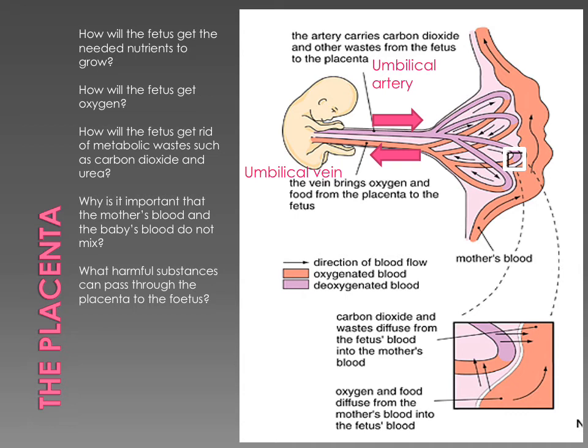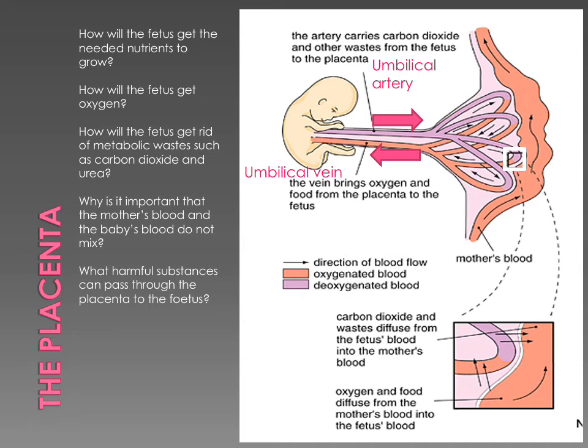So, if there's glucose, amino acids, fatty acids, glycerol, iron, calcium, all of these nutrients will go by diffusion from the mother's blood to the baby's blood. Why don't the blood of the mother and the baby mix?